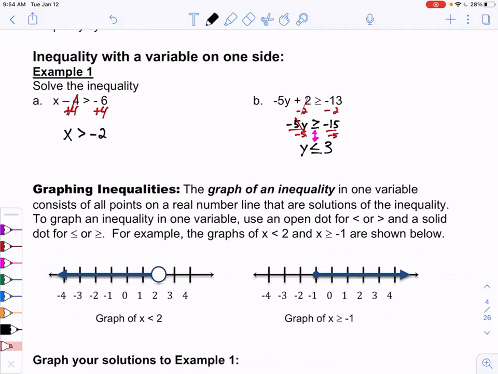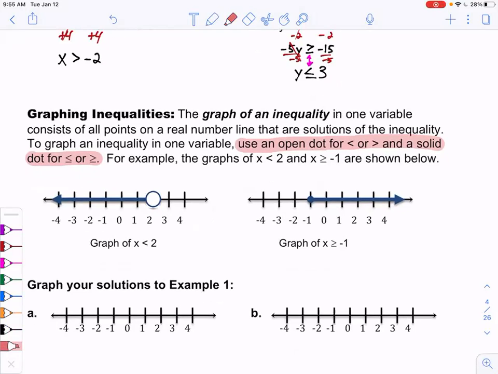Jason, can you read us the next section here? Graph an inequality in one variable consists of all points in the real number line that are solutions of the inequality. To graph an inequality in one variable, use an open dot for less than or greater than, and a solid dot for less than or equal to or greater than or equal to. For example, the graph of x less than 2 and x greater than or equal to negative 1. Good. And what we're going to highlight there is it says use an open dot for a less than, or sorry, less than or greater than, and then a solid dot when you have the equal to's there, a less than or equal to or greater than or equal to.